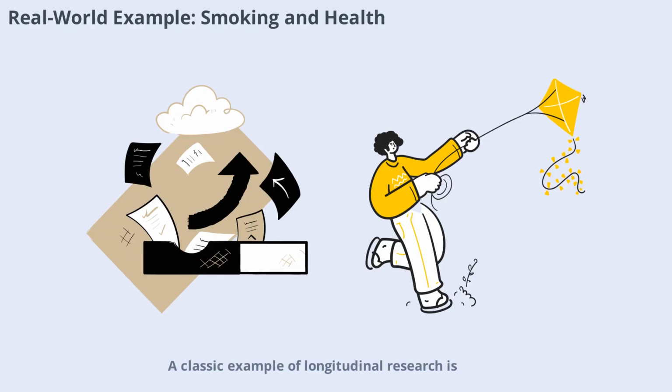A classic example of longitudinal research is the study of smoking and health outcomes. Researchers have followed large groups of people for decades, tracking their smoking habits and health status. These studies have provided strong evidence linking smoking to diseases like cancer and heart disease, shaping public health policies worldwide.